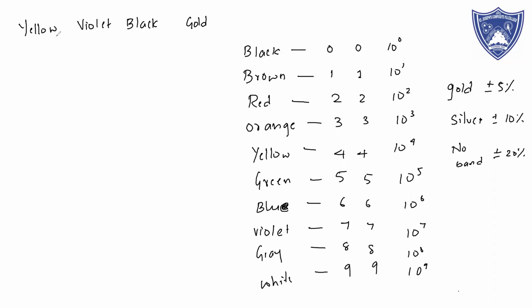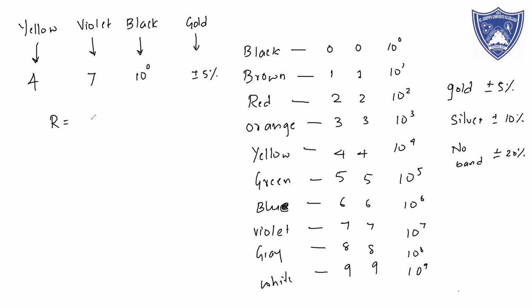What is the value of yellow? This is the value of the resistor in ohms, nothing but the number. So see, where is yellow? Yellow has 4. So this is 4. Okay. What about violet? Violet has 7. So it is 7. And what is the multiplier for black? The multiplier for black is 10 raised to 0. And what is the tolerance of gold? Plus or minus 5%. So now how will you write it?